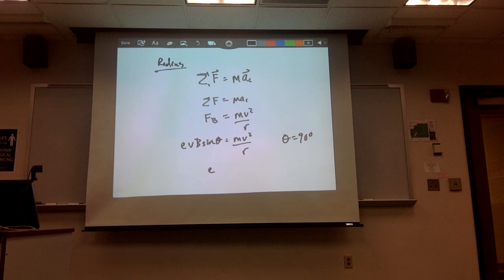So I'm going to get the charge times the velocity times the magnetic field is then equal to the mass times the velocity squared divided by the radius. This velocity cancels this one. And then from here, I can finally solve for the radius. So this tells me that my radius is going to be equal to mass times velocity divided by the charge times the magnetic field. So this is the radius at which this thing sweeps out.